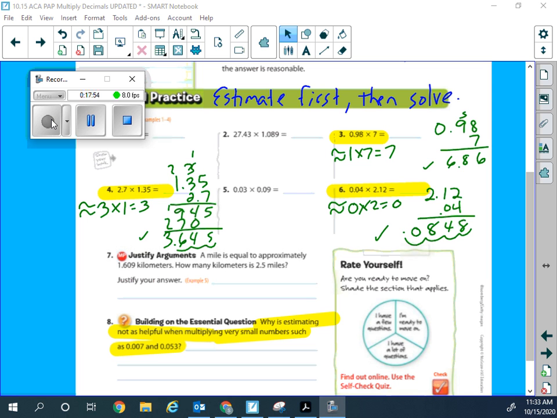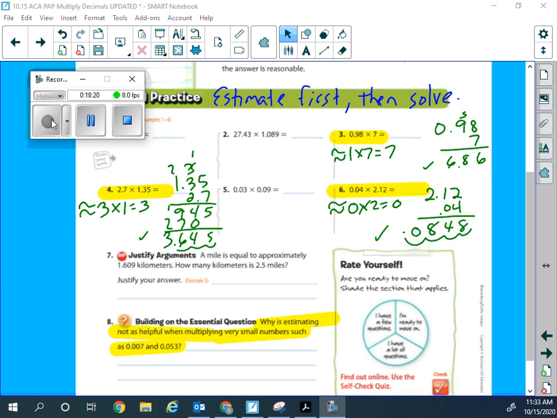Right, that means my estimate on the first one was 1 times 7 is 7. When I worked it out, I really got 6.86. So I'm like, check, those are close to each other. Okay. Number 4, my estimate was 3. I got 3.645. That's close, right? Number 6, my estimate was 0. My answer was 0.0848. Isn't that really close to 0?